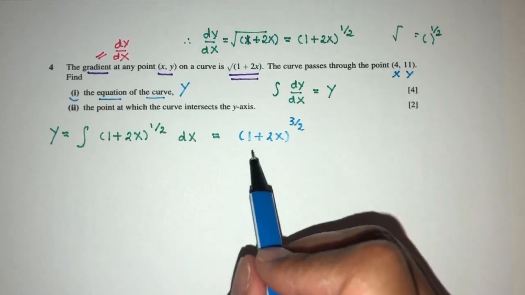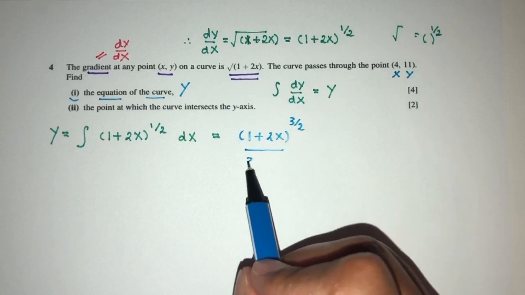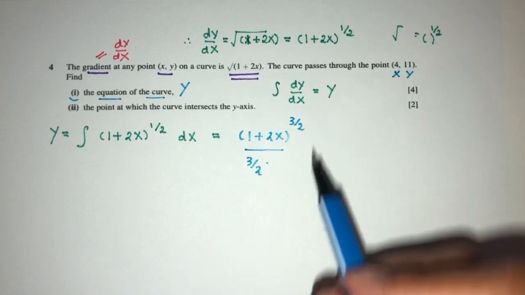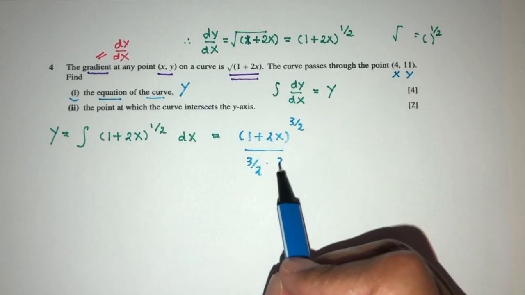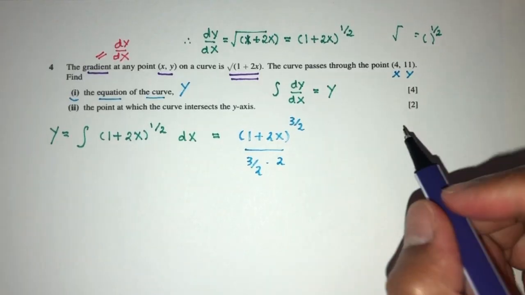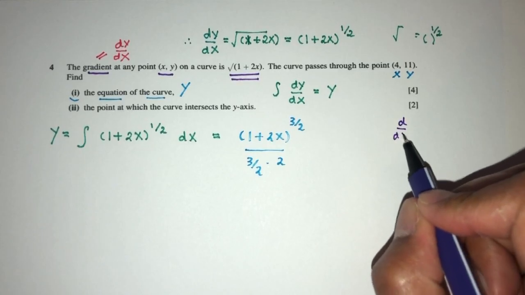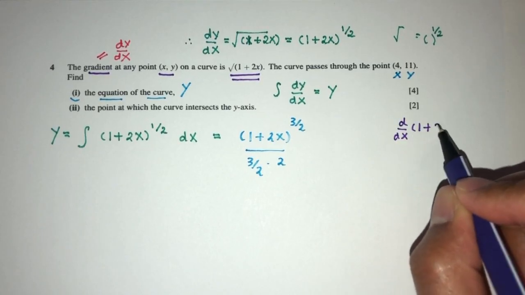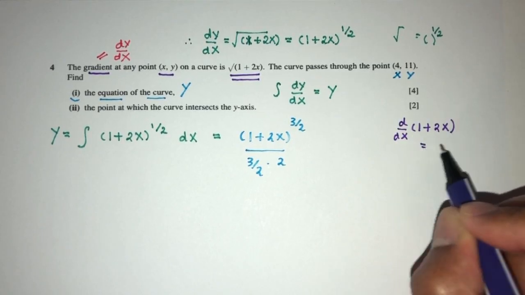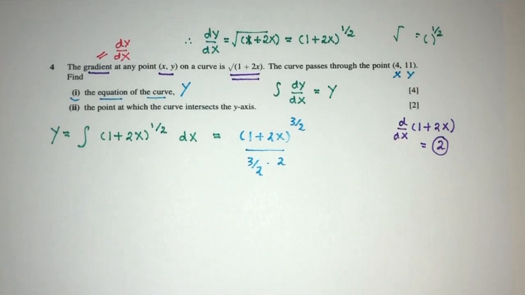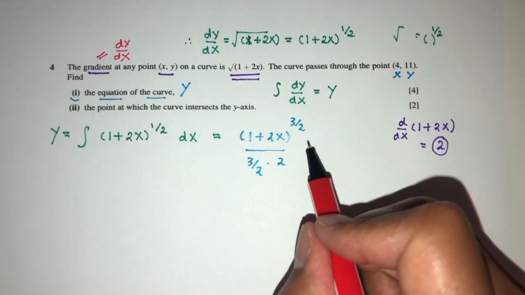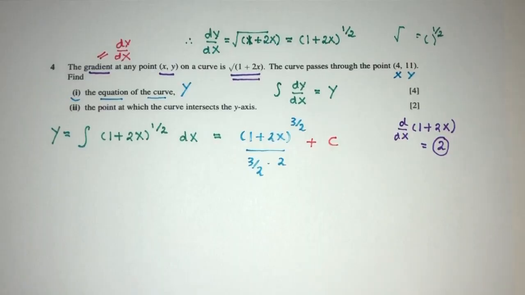And then we have to divide by the same power, 3 over 2. And then we have to divide by d by dx of the value inside. That will be just 2, because we know that d by dx of 1 plus 2x, the value inside, is going to be 2, and that's why we divide by 2. And finally, please do not forget this, we have to also add the constant of integration at the end. That's the main idea.